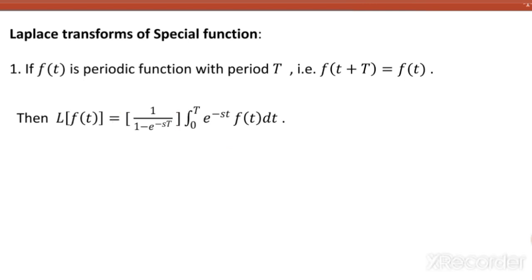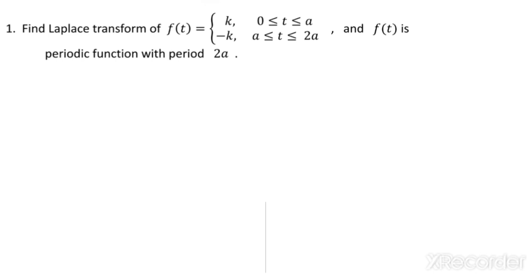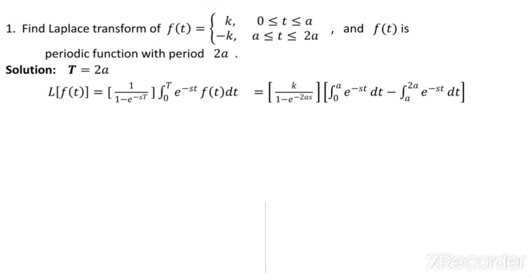Now we can move on to some problems, where we can find the Laplace transform of a periodic function. So let me take the first problem. Find the Laplace transform of f of t. Here it is given k in the interval 0 to a, and minus k in the interval a to 2a. How to find the Laplace transform wherever it is periodic? We can first identify the capital T, that is the periodicity, and substitute in the formula.